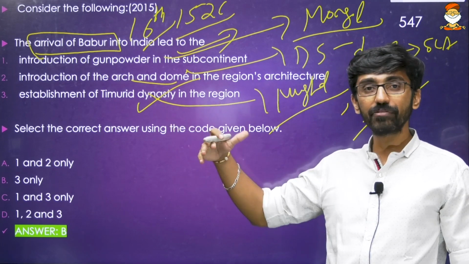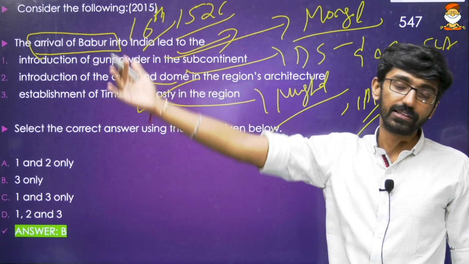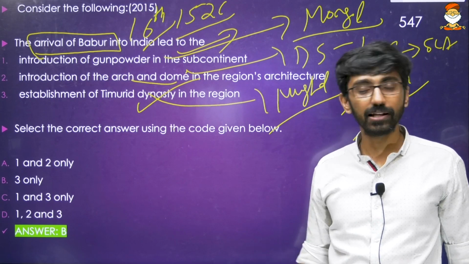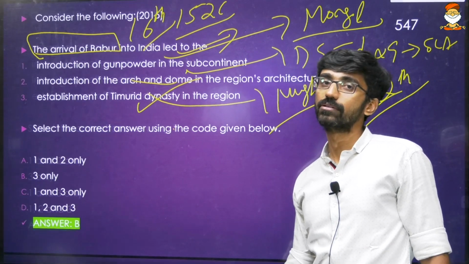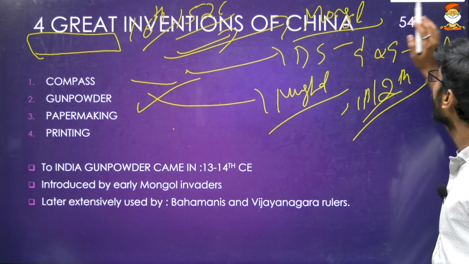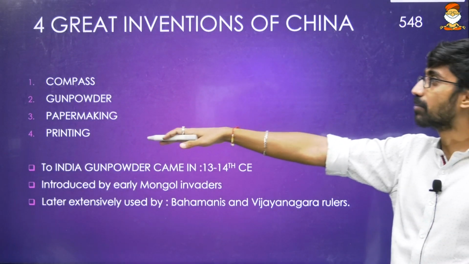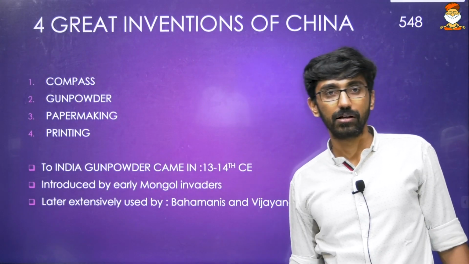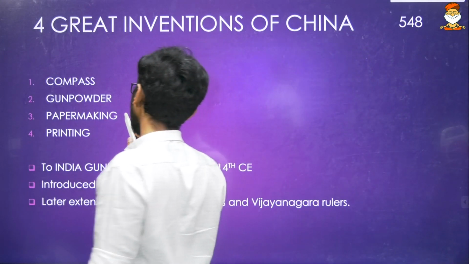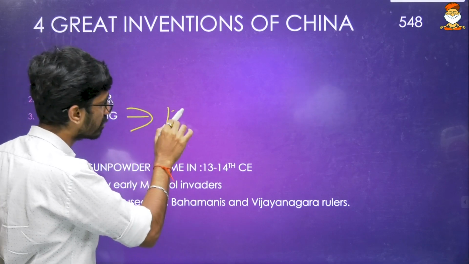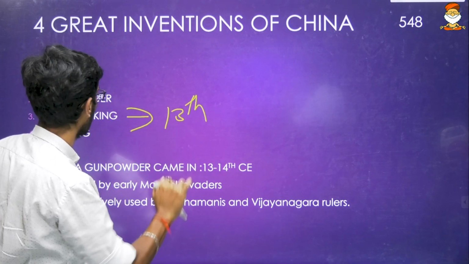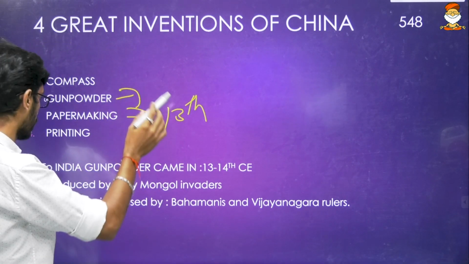But the gunpowder itself is a Chinese invention actually, and that around 100 AD itself only. Then later that came to India through Mongols. Okay, that is the 4 great inventions of China: compass, gunpowder, paper making, and printing. Paper making came to India in and around the 13th century. Then gunpowder of course came with the Mongols to India.